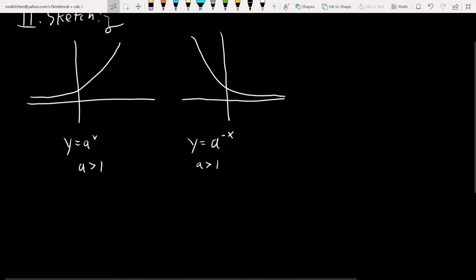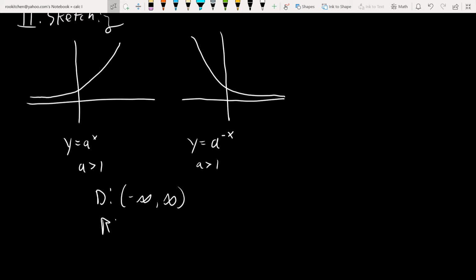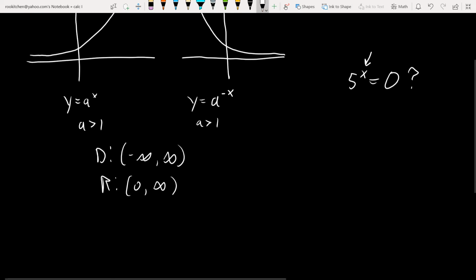What's the domain here? The domain is all real numbers, negative infinity to infinity. The range, you can see it's going from 0, not including 0. So there's no x value you can put in here to make 5 to the x equals 0. That just will never work. So 0 is not in the range, is what I'm trying to say.